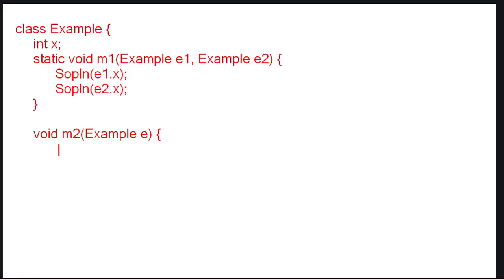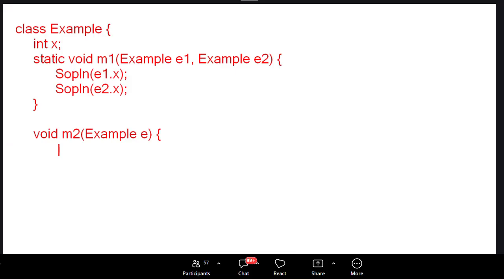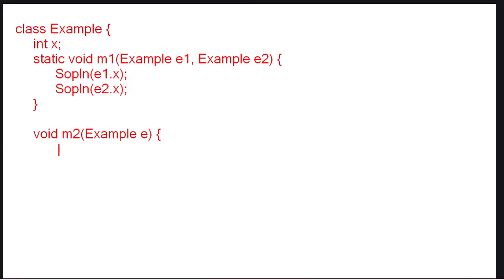Next point: the second object is passed as an argument and stored in a parameter. Which parameter? Explicit parameter.